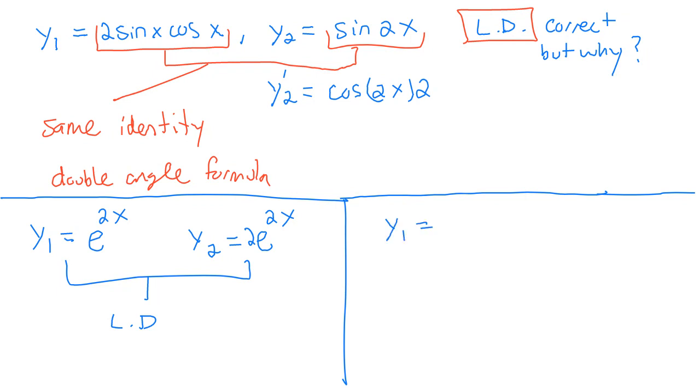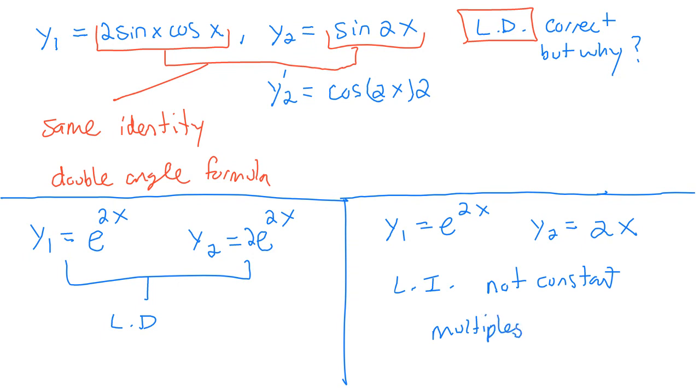If you had e to the 2x and then 2x, this is linear independent because these functions are not related to each other in any way. They are not constant multiples of each other. So you get the idea, right? If it's a constant multiple, linear dependent; not a constant multiple, linear independent. Anyway, what I'm going to show you now is a systematic way to show this. There's actually a procedure to show this.